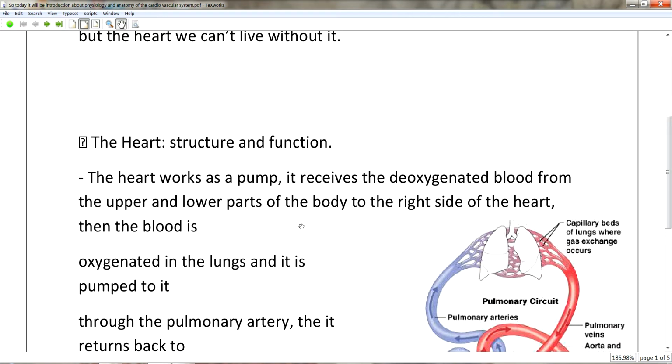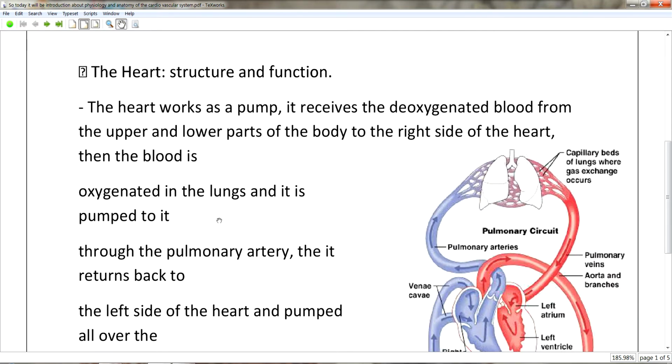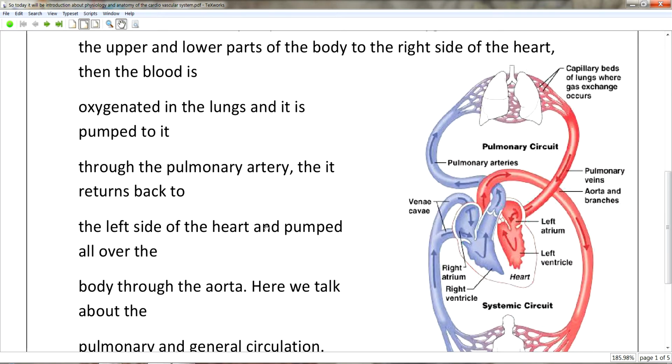We start talking about the heart structure and function. The heart works as a pump. It receives the deoxygenated blood from the upper and lower parts of the body to the right side of the heart. Then the blood is oxygenated in the lungs, pumped to them through the pulmonary artery. Then it returns back to the left side of the heart and is pumped all over the body through the aorta.